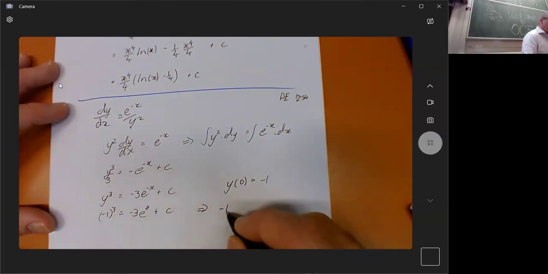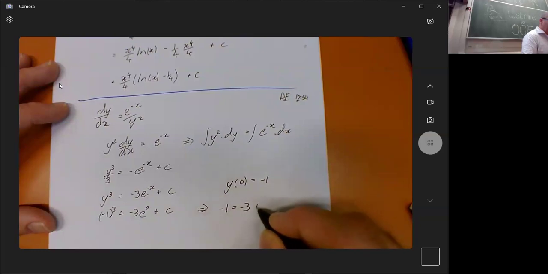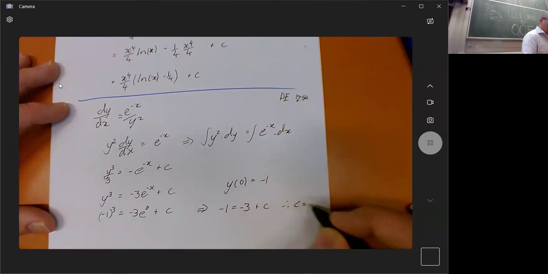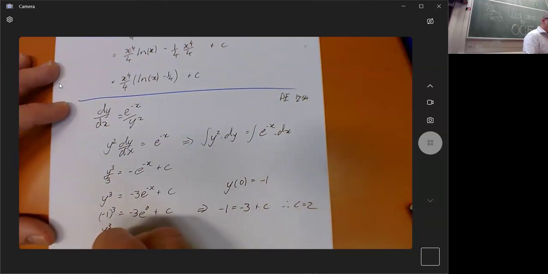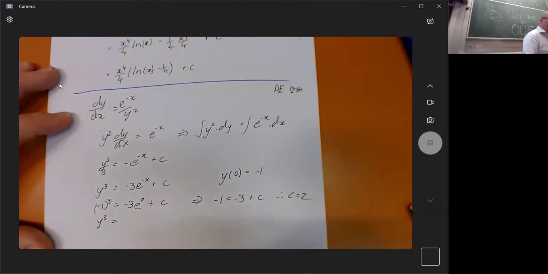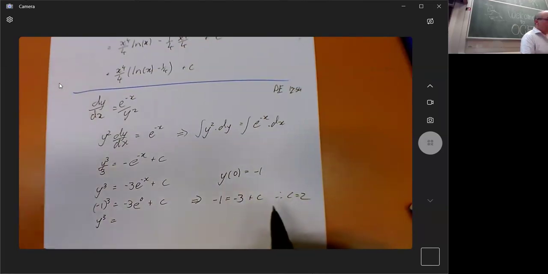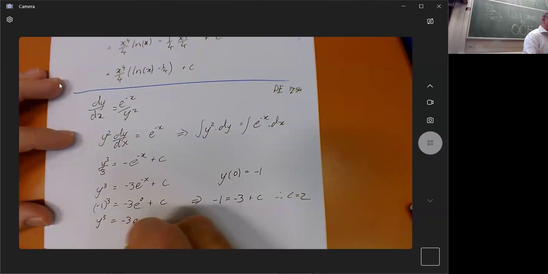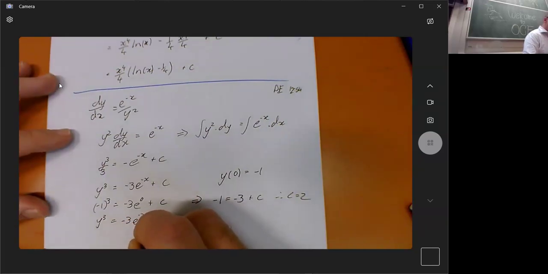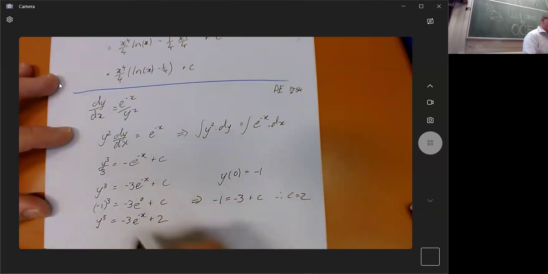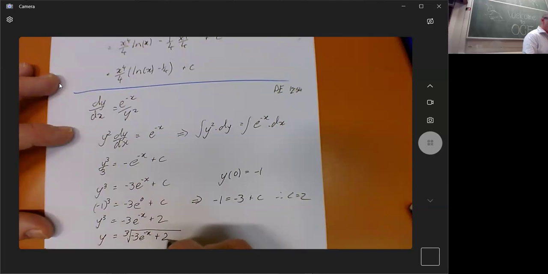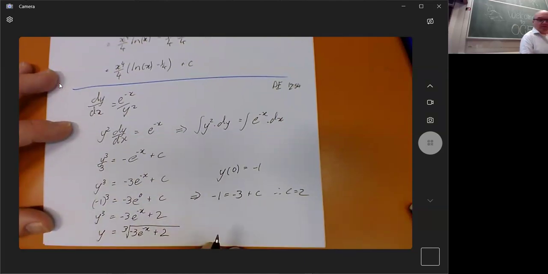This is going to be minus 1 is equal to minus 3 plus c. Therefore, c is equal to 2. And so I'm going to have y cubed is equal to, now, the reason I'm doing this now, and it doesn't actually matter as long as you do it at that step and then you put it in at that spot, minus 3e to the minus x plus 2. And so y is equal to the cube root of minus 3e to the minus x plus 2. That will be my solution.